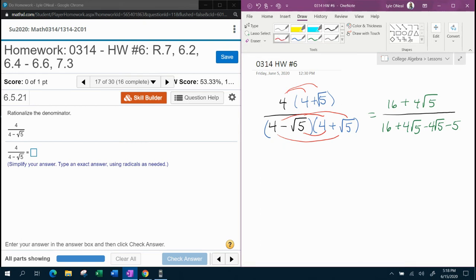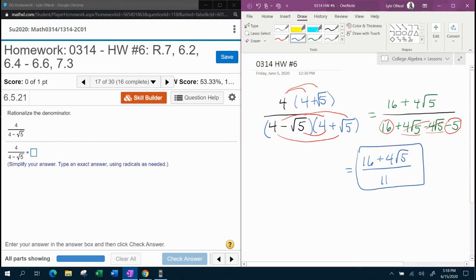Next, in the denominator, we have a plus 4 square root of 5 and a minus 4 square root of 5. Those are going to cancel. And the 16 and the minus 5 are going to need to combine. So my final answer is 16 plus 4 square root of 5 all over 11. 16 minus 5 is 11.